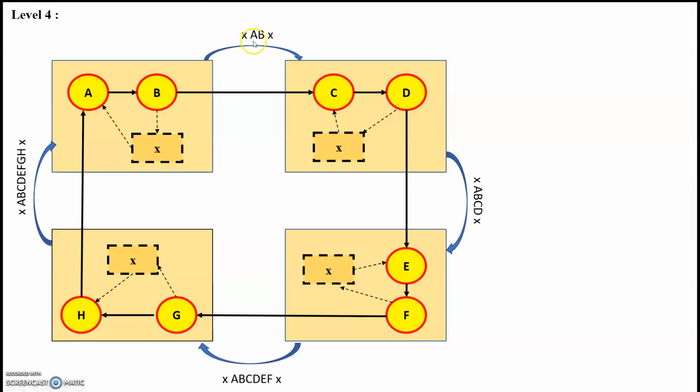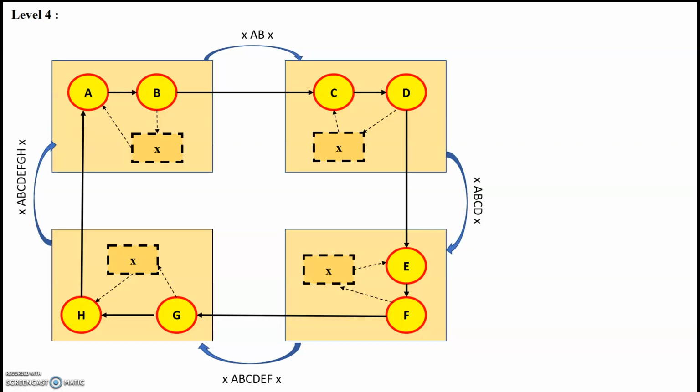Now just compare the first and the last one. Yes, we are finding something common, that is A B over here and this is also A B over here. So there is a cycle detected, and obviously when there is a cycle, a deadlock is detected.